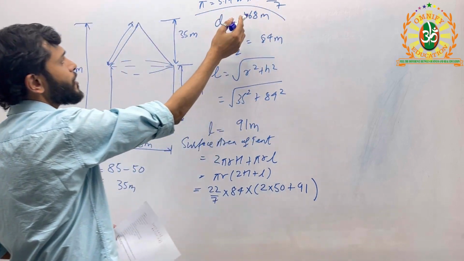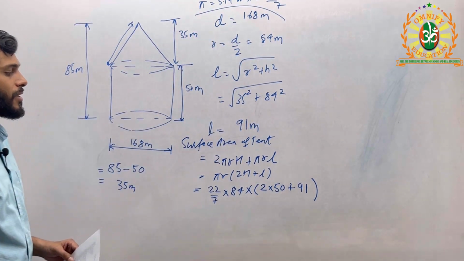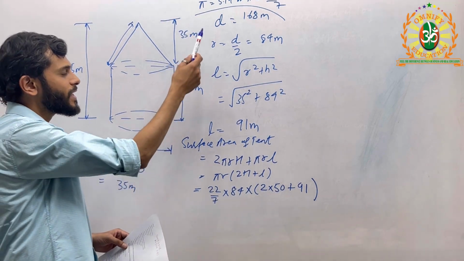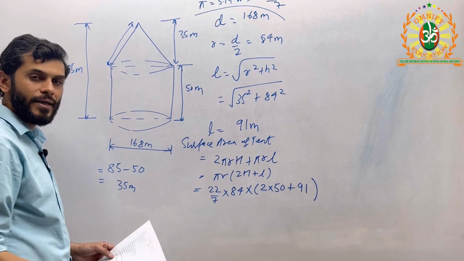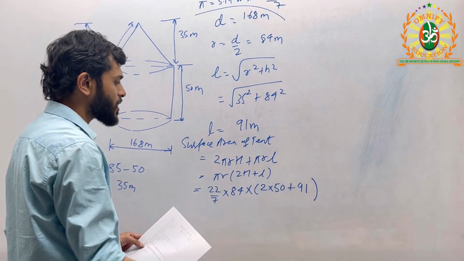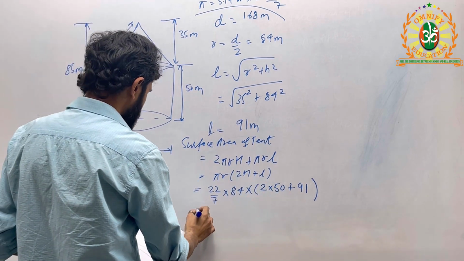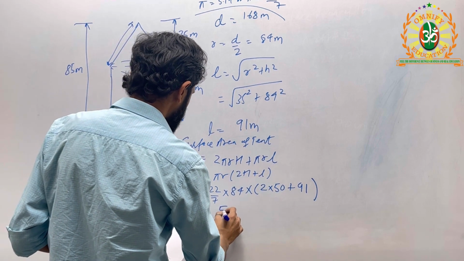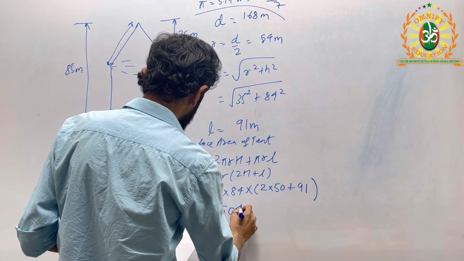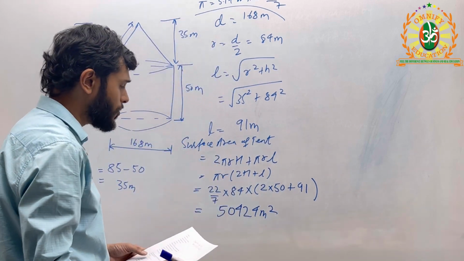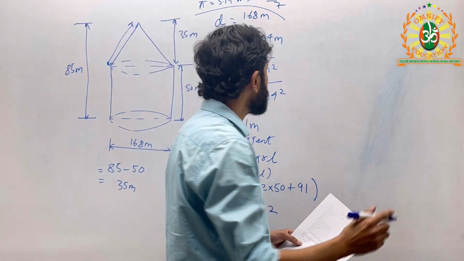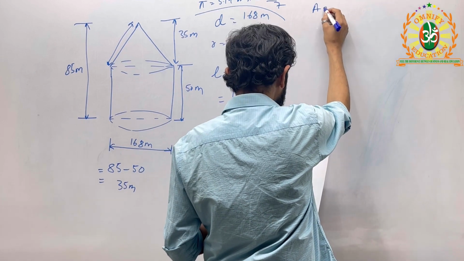Whatever value of π is mentioned in the given question, you have to take it accordingly. If nothing is mentioned, you can take anything. So I have taken 22/7, and upon solving this, we get the surface area of the tent as 50424 meter square.